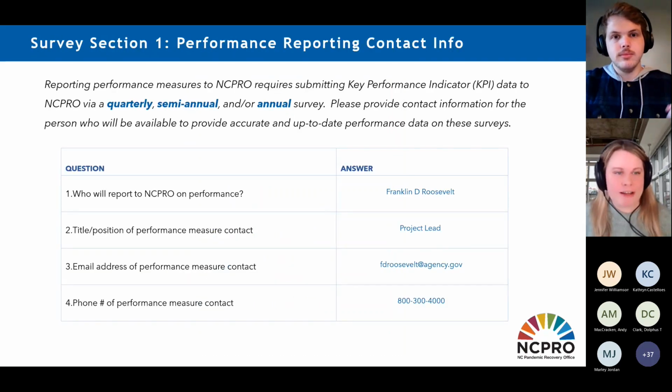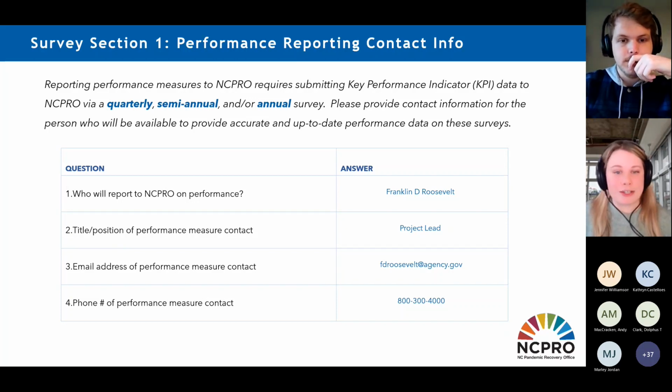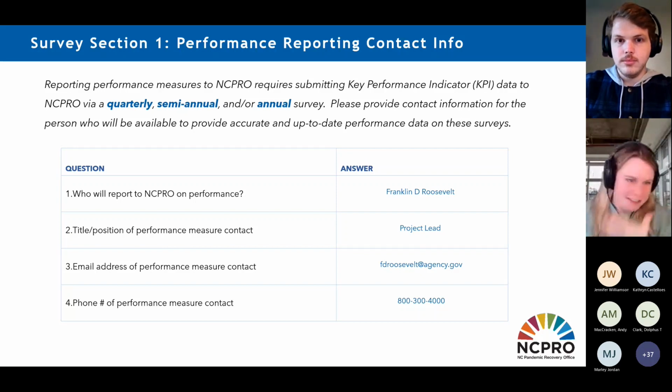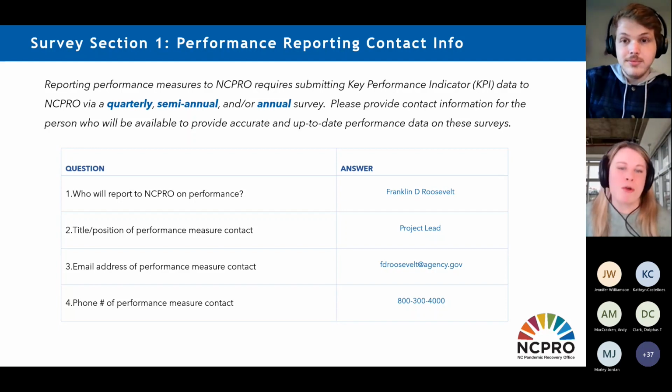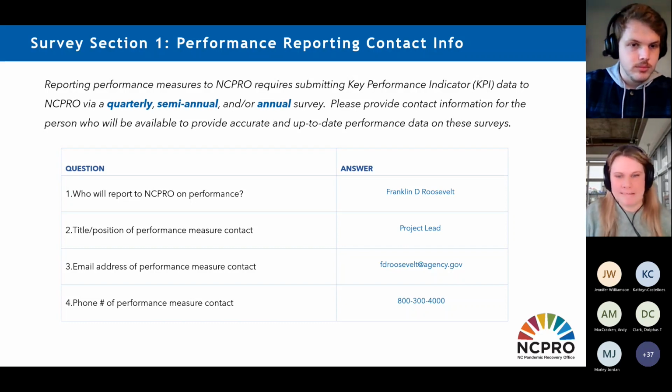Section 1 of the survey asks information regarding the name and contact information for the individual on your team. In the case of the community health project that we've invented fictitiously, we have input the information of who will be reporting on our project to NC Pro, what their title is, what their email address is, and their phone number. So ensure that the contact provided is the individual best poised to provide data on an ongoing basis for your project.